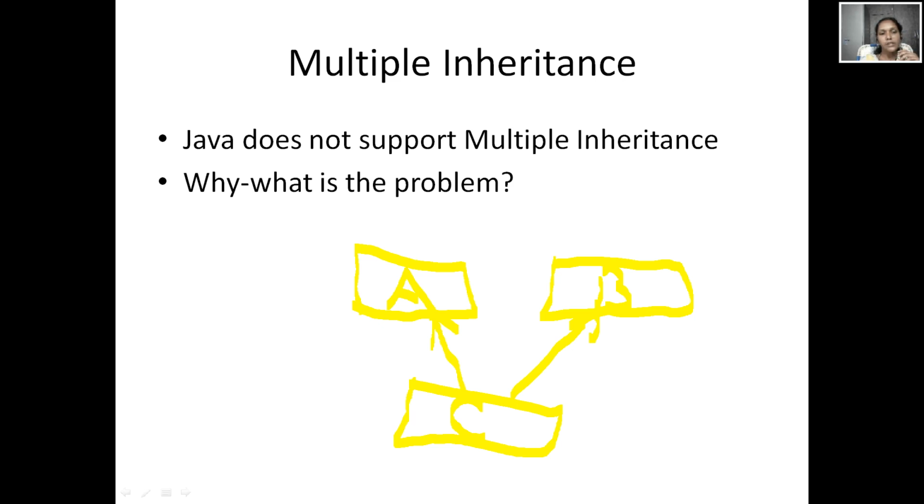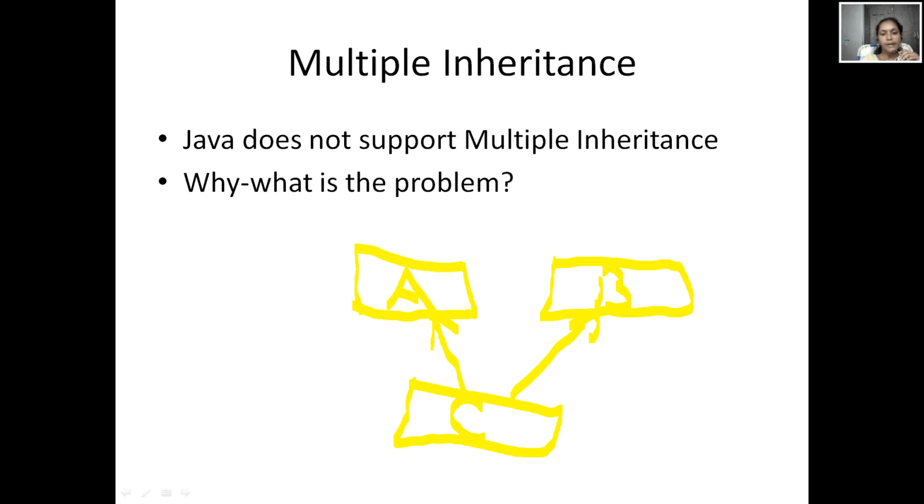But Java does not support multiple inheritance. Why? What is the problem associated with that? And how will Java support it, how can we achieve multiple inheritance in Java? Before going to the achieving concept, we can discuss why Java does not support multiple inheritance.